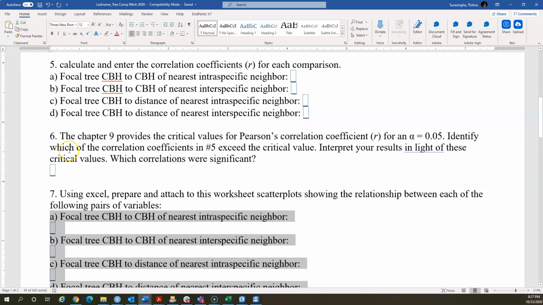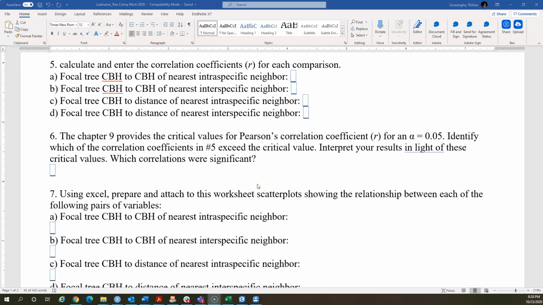Question 6, the chapter 9 provides the critical values for Pearson's correlation coefficient R for an alpha of 0.05, right? Identify which of the correlation coefficients in question number 5 exceeded the critical value. Interpret your results in light of these critical values. Which correlations were significant? Okay, now let's try to answer that question.